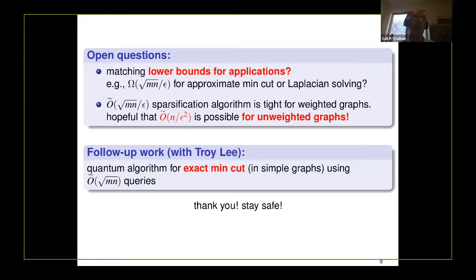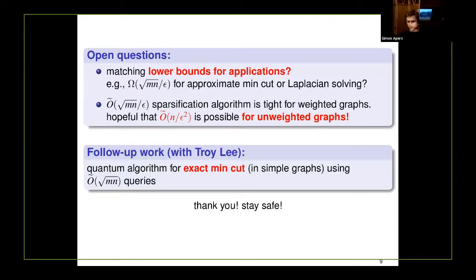I have a quick question. This is Salil. It looks like in the case of sparse graphs, the output size of your algorithm is bigger than the running time, like n over epsilon versus n over epsilon squared. So is there some compact representation that you have of the sparsified graph in that case, when you don't have enough time to write it down?